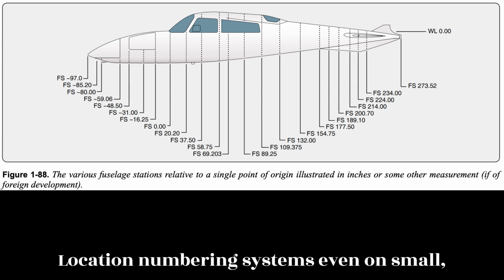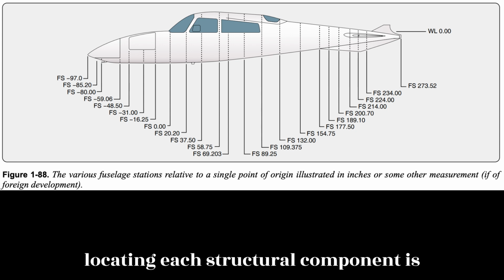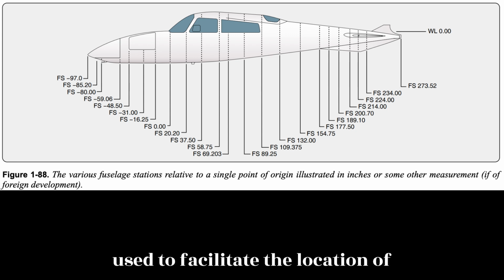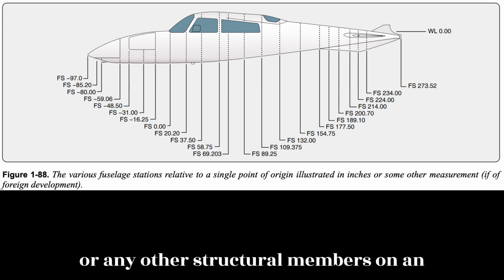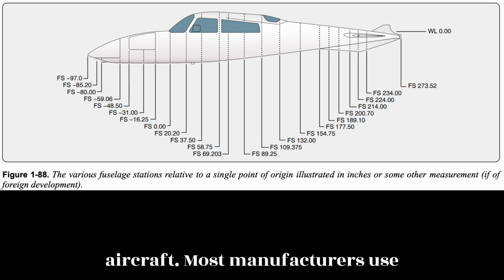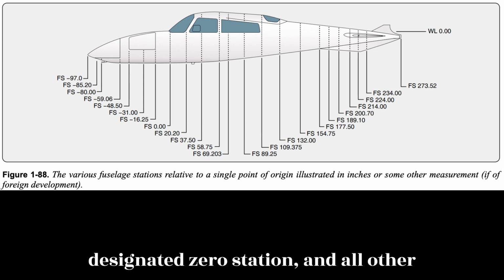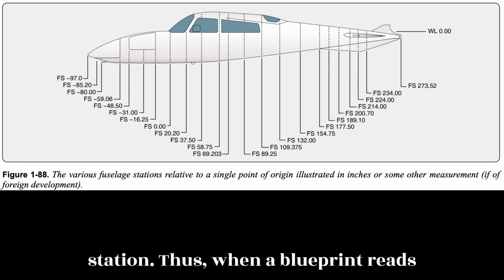Location numbering systems. Even on small, light aircraft, a method of precisely locating each structural component is required. Various numbering systems are used to facilitate the location of specific wing frames, fuselage bulkheads, or any other structural members on an aircraft. Most manufacturers use some system of station marking. For example, the nose of the aircraft may be designated 0 station, and all other stations are located at measured distances in inches behind the 0 station.